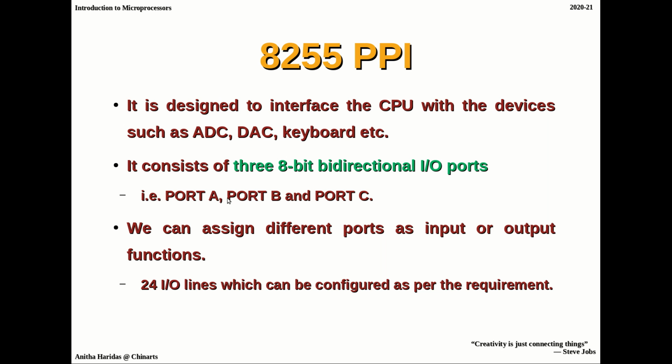And 8255 consists of three 8-bit bidirectional input output ports, and we call them port A, port B and port C. And we can assign different ports as input or output functions. Since each port has 8 bits, obviously 24 input output lines can be configured as per the requirement of our system. That is the advantage. So 24 input output lines, that means 24 input output devices can be connected as per the requirement.